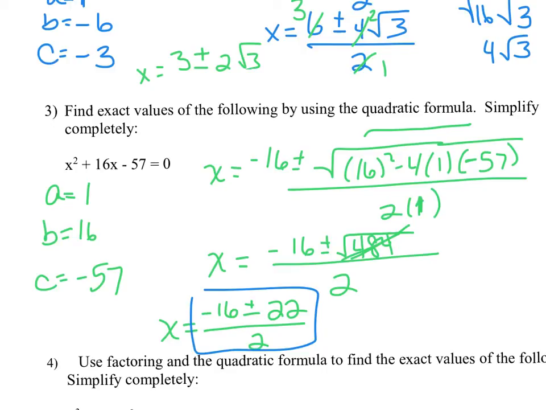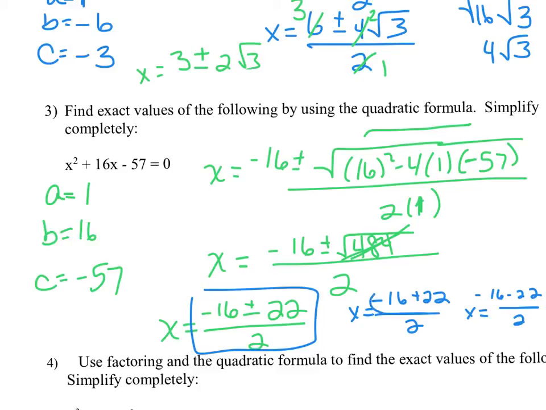What we have to do is this problem could have been factored because we are going to get a nice rational number. But sometimes this happens. You got to do it. So what we have to do is break it up into 2 roots. It's x equals negative 16 plus 22 over 2, and x equals negative 16 minus 22 over 2. And you simply have to do the math.